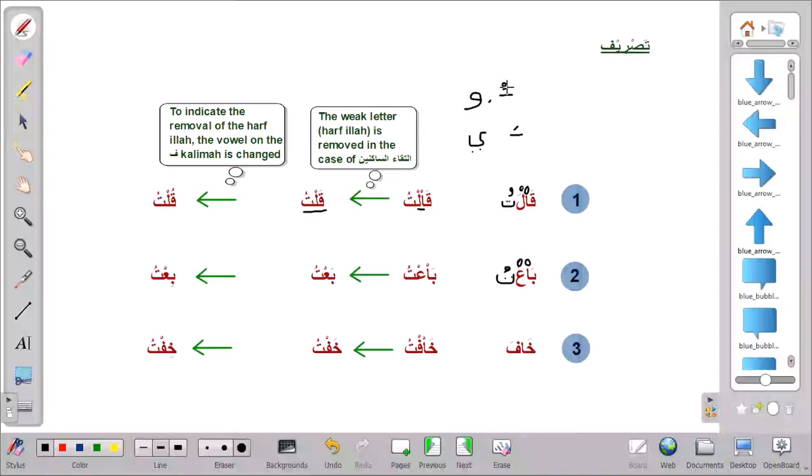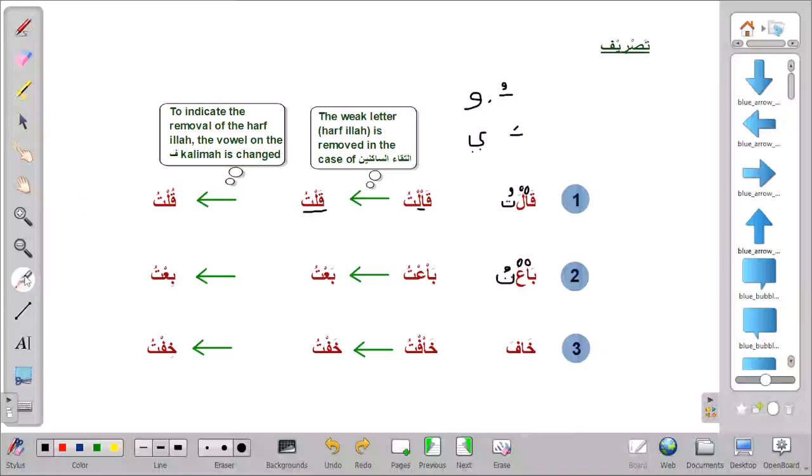You see, it's difficult. So waw, what suits it is dhamma. And when we have ya, what suits it is kesra. Okay, ya B, you can say yabu, yabi. It's difficult to pronounce when there is dhamma. So, when it is waw, you put dhamma. You change the first letter, the vowel on the first letter, to dhamma. And when it is ya, you change it to kesra. I hope that is clear.